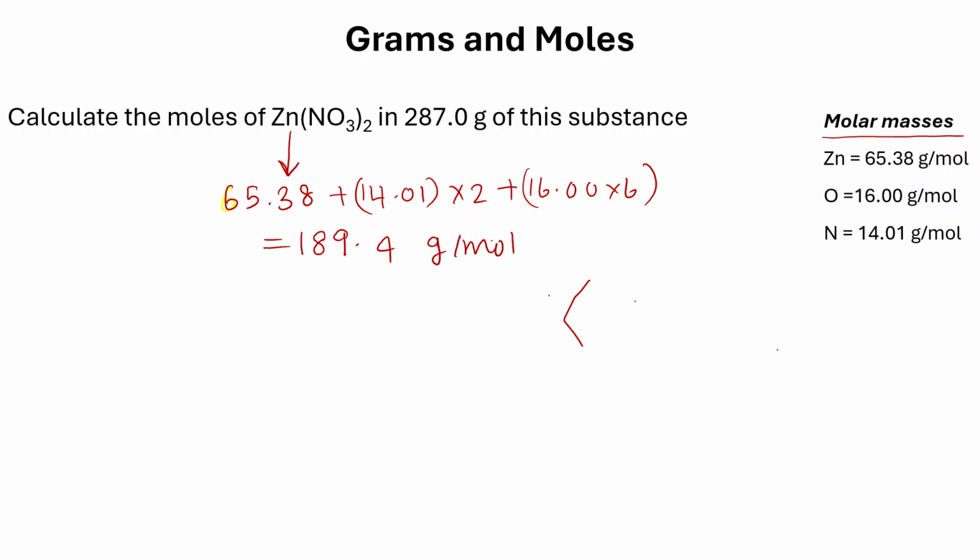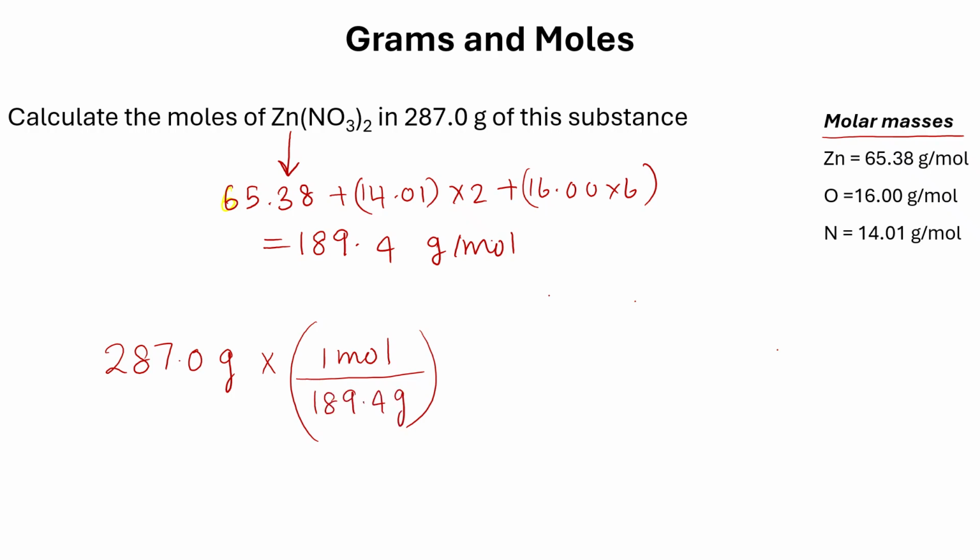The mass is given, which is 287.0 grams. And then let's see how we can use the conversion factor here. We need number of moles, therefore your moles should be at the top, and then your denominator is 189.4 grams. We use grams here to cancel out grams and grams, and you will get your answer in number of moles. When you do the calculation, the calculator tells you 1.5153, like that, a few numbers.